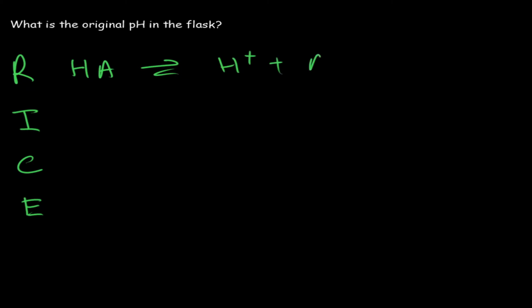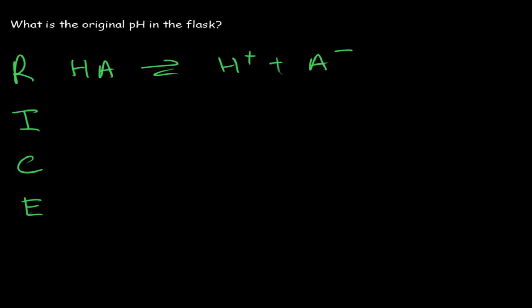So our first question is, what is the original pH in the flask? So we had 35 milliliters of 0.02 molar acetic acid in our flask. So all that's in the flask is a weak acid, which is acetic acid. So we will start by using a RICE table because we're going to be calculating the pH of a weak acid. And as you know, the reaction of a weak acid is going to be HA, and it's going to turn to H plus and A minus.